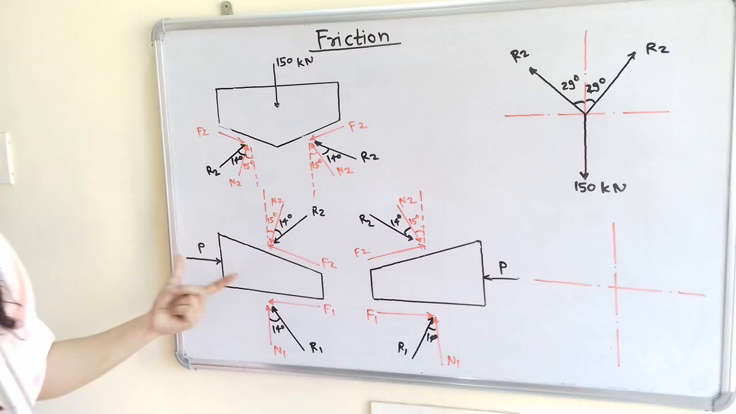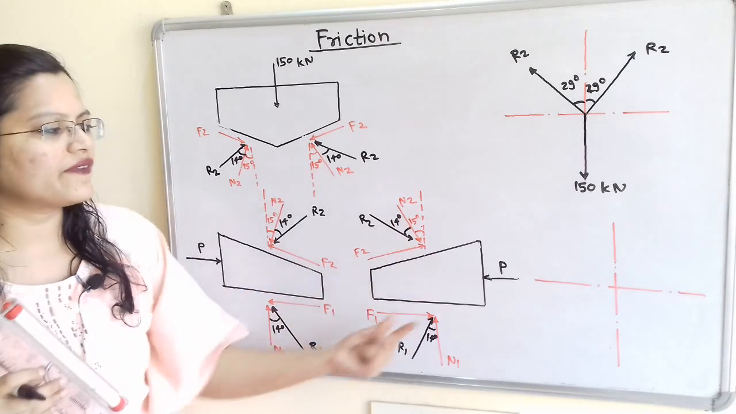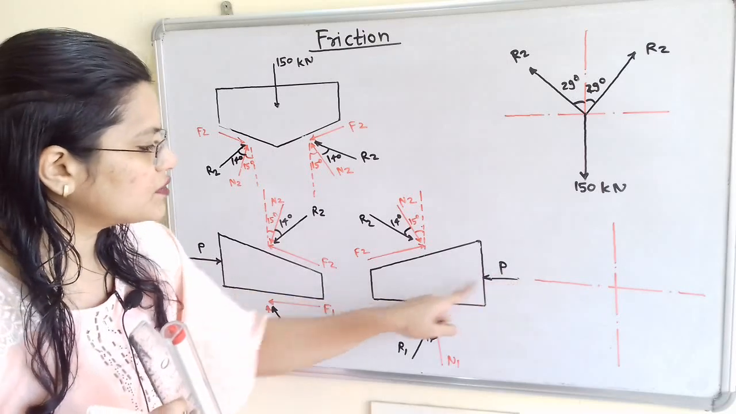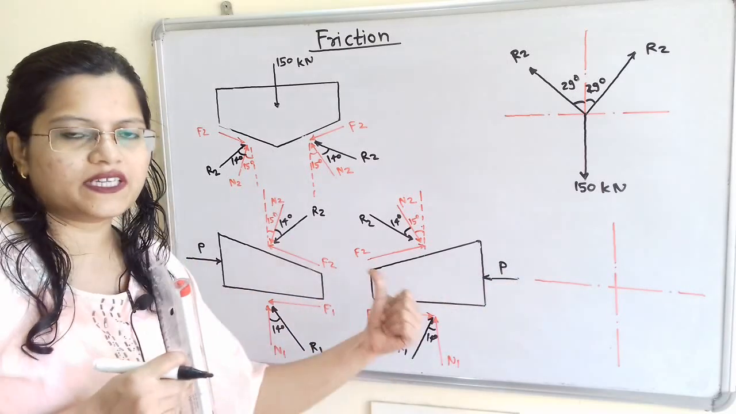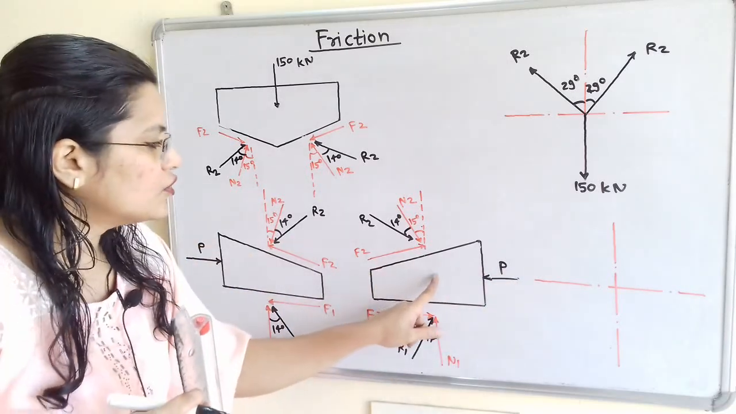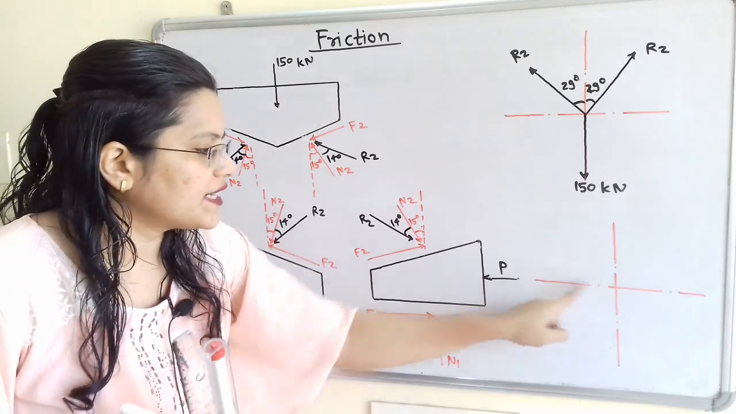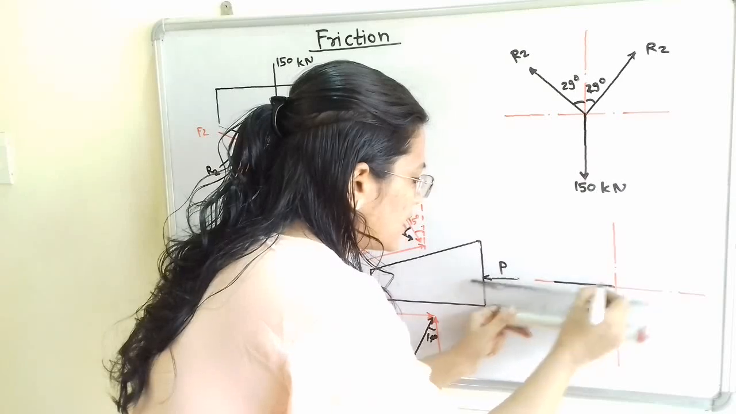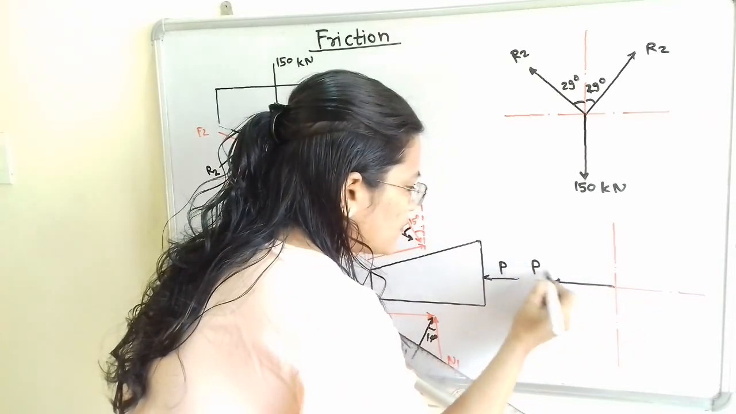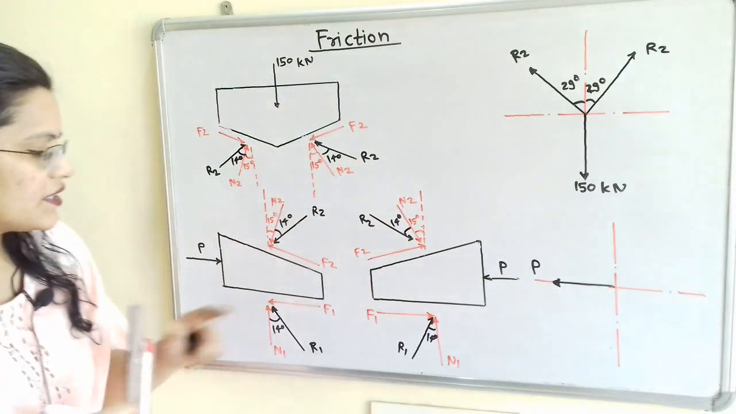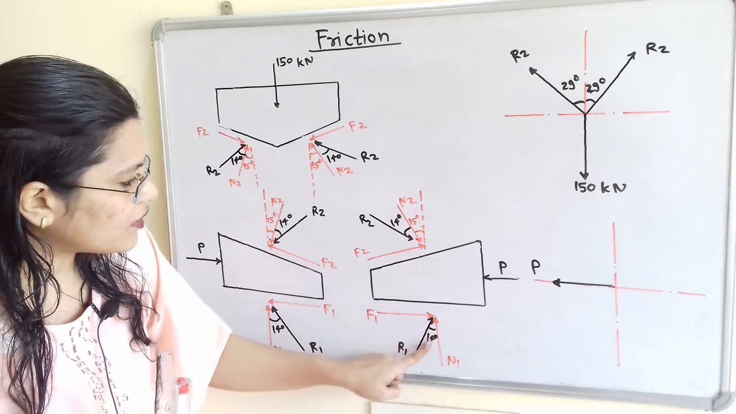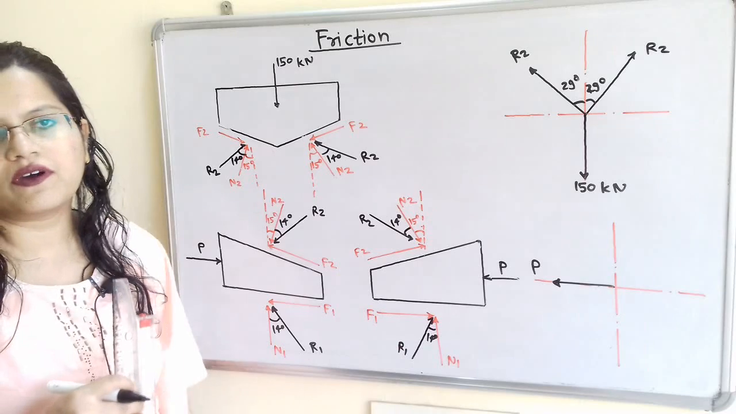Now we will move to the wedge. We can select any one wedge, so we will select this wedge. For this wedge, P is moving towards the center, but towards the left hand side. So from this center we will show the direction towards the left hand side, and this is the force P that we have to find out. Then we will show this R1. R1 is making an angle of 14 degree with the vertical line.